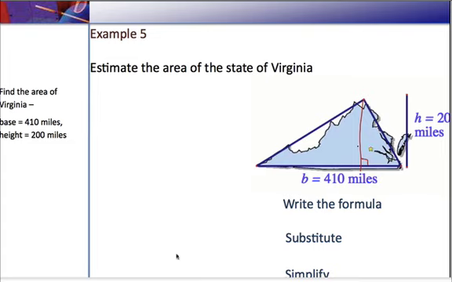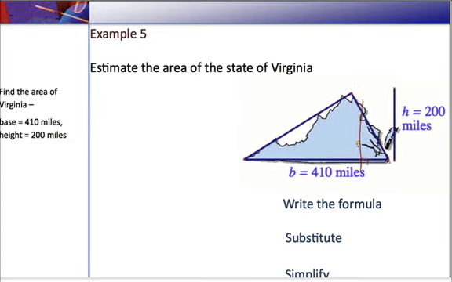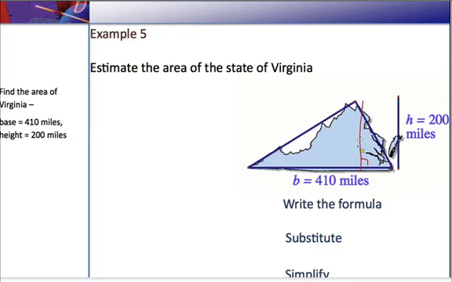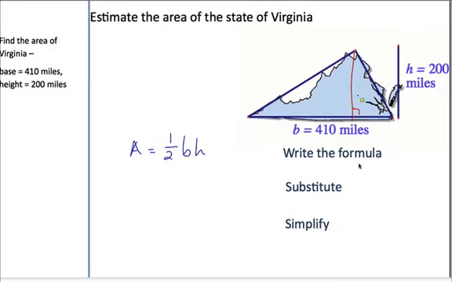The height is actually 200 miles, sorry, not 20 miles. The base is 410 miles. The height is 200 miles. So let's start with our process. Area equals 1/2 base times height. So here's my variable expression, 1/2 base times height. So now what we're going to do is evaluate that expression by substituting in the values of my variables.